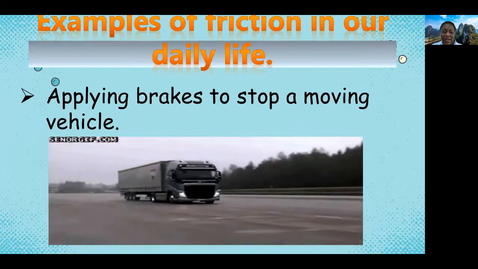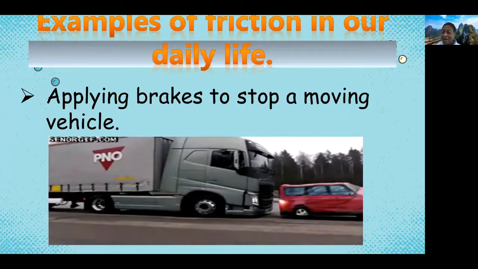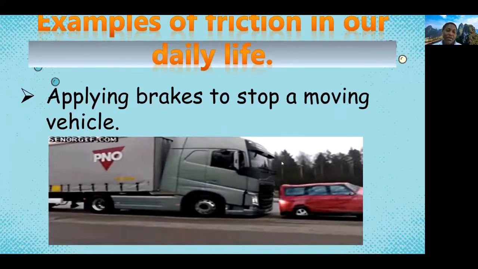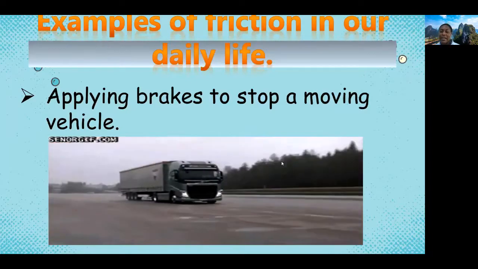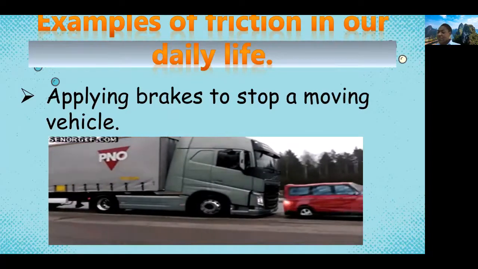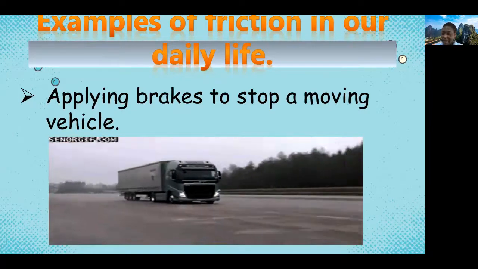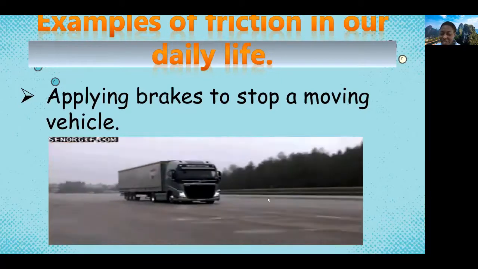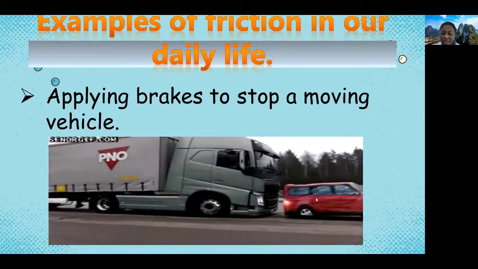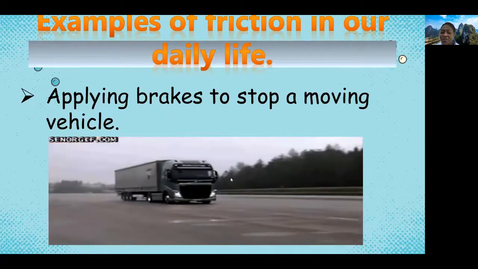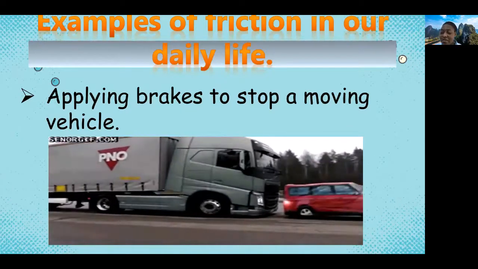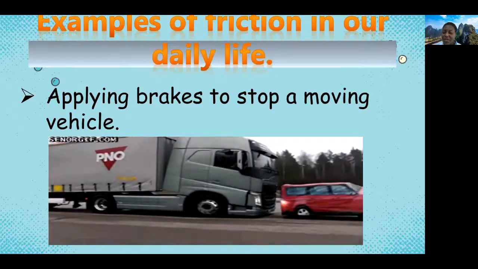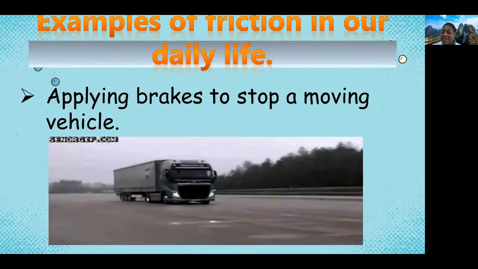I don't know whether you understand what we are discussing. Examples of friction in our daily lives, like where we can use friction or where friction can help us. In this situation, the friction has helped these two drivers. If there was no friction, there is no way these drivers can apply brakes. But because of friction, they can apply brakes smoothly and easily, and they avoid things like accidents.